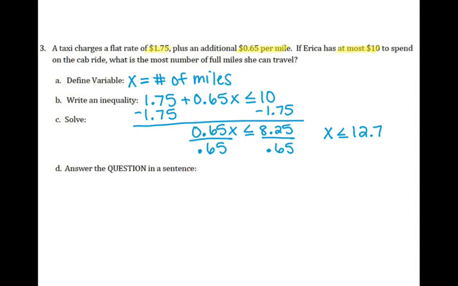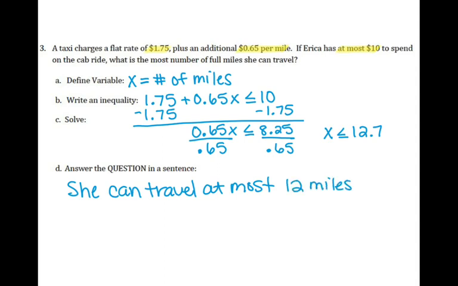So if we had x is 13, so she can travel for at most 13 miles, she actually does not have enough money for that because the most that she can travel is 12.7 miles. But we want to talk about the number of full miles that she can travel. So she can travel at most 12 miles. And again, this is because she won't have enough money to get to that 13th mile. So I'm just going to rewrite my inequality as x is less than or equal to 12 miles.